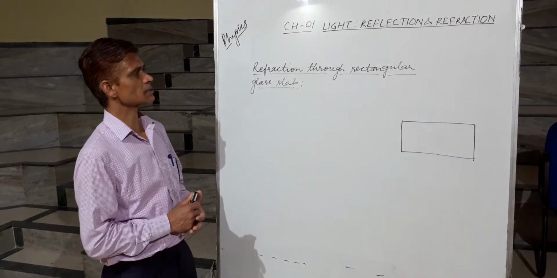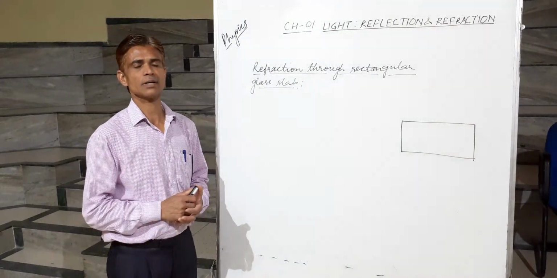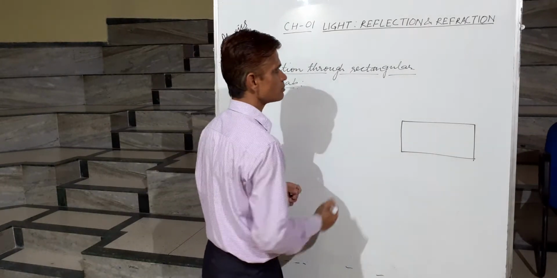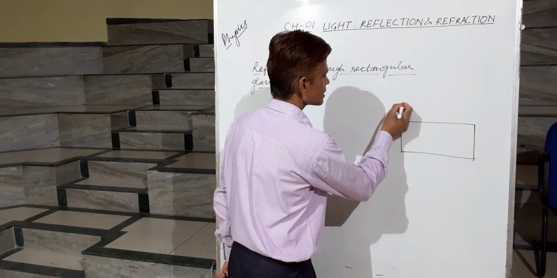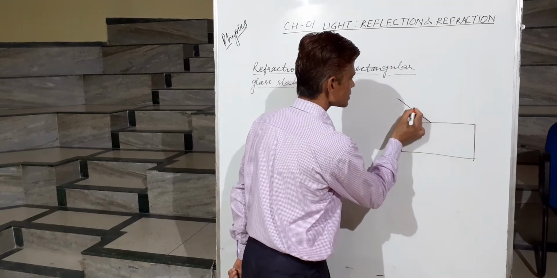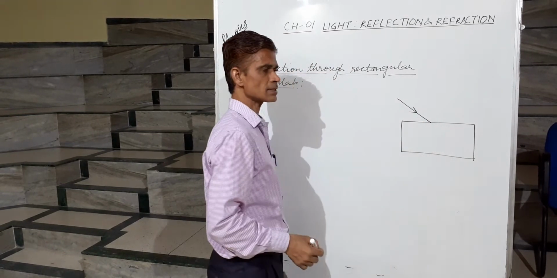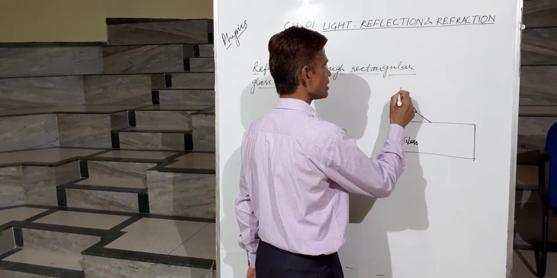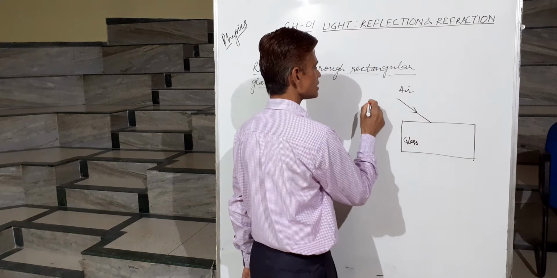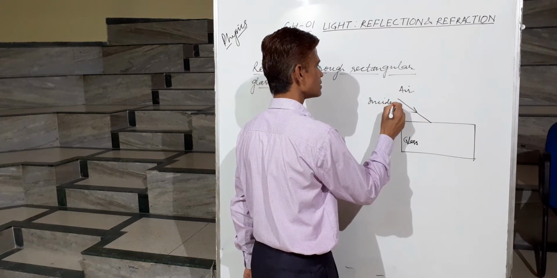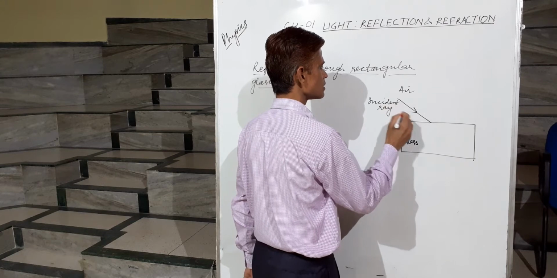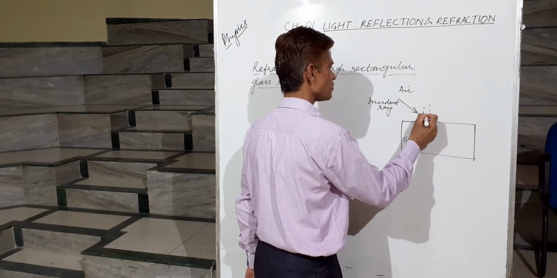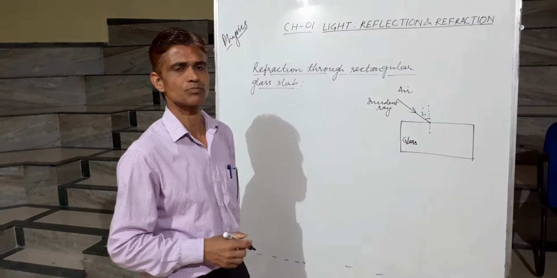Now let us discuss the refraction through a rectangular glass slab. This is a glass slab. Suppose that there is a light that is incident on this glass slab, and the outside medium is air. So this is the incident ray. Now we draw the normal. So this is the angle of incidence. Let us take it I1.